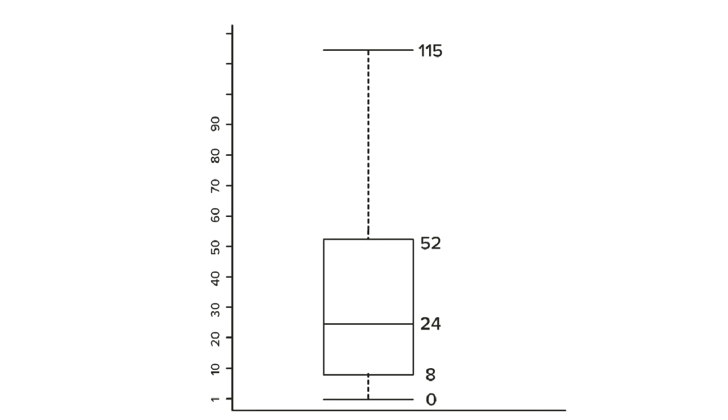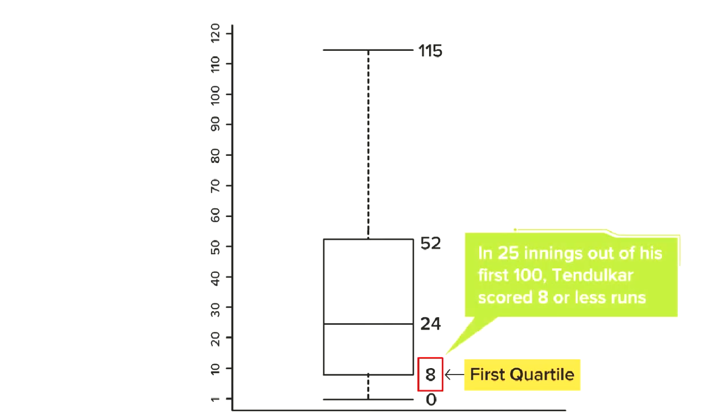Let us discuss the box plot with an example where we consider Sachin Tendulkar's first 100 one-day international match scores. From the above graph, we can figure out the maximum value is 115. It was the highest score for Tendulkar in his first 100 one-day international matches, and 0 was his minimum or the lowest score, and is represented by the whiskers. Now, if we arrange all the 100 scores in ascending order, then the first quartile or the 25th record will be 8, which means that in 25 innings out of his first 100, Tendulkar scored 8 or less runs.